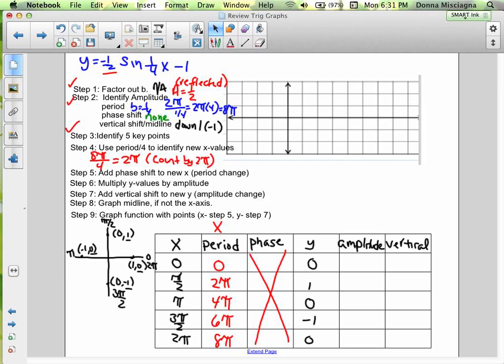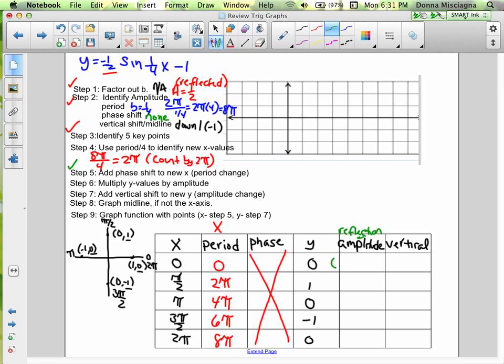Now let's go to the Y values. So we've already done step 5 because there was nothing to do. There's no phase shift. All right, so now we're going to multiply the Y values by the amplitude. The amplitude is 1/2. But also take care, so this is going to be amplitude and reflection. So above, just put in reflection. Reflection and amplitude. So we'll take care of both things at the same time.